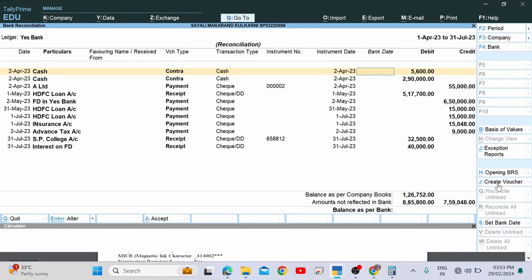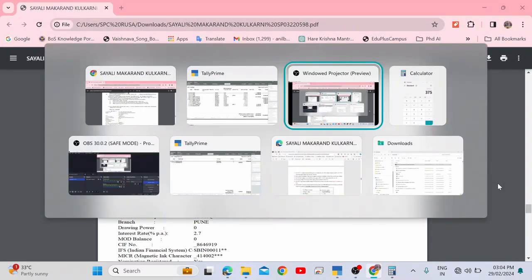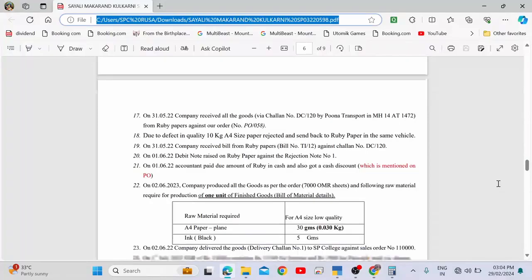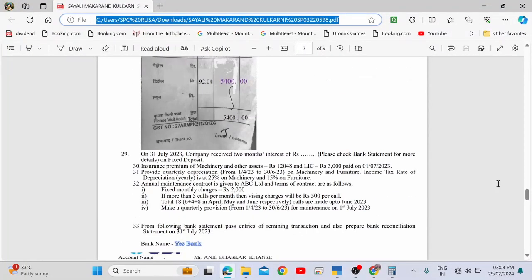Then what to do here? No need to play like this. Simply in Tally you have to write the bank date for the transaction. If you write the bank date, Tally will automatically reconcile. No need to play like this. Now first, 5,600. Now I will show where that is, how to reconcile.